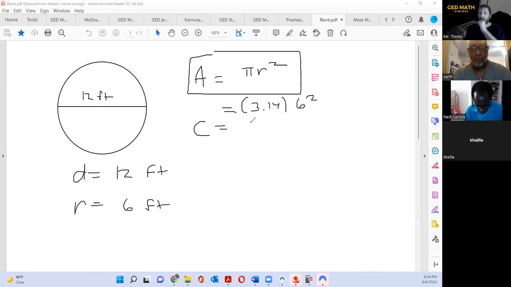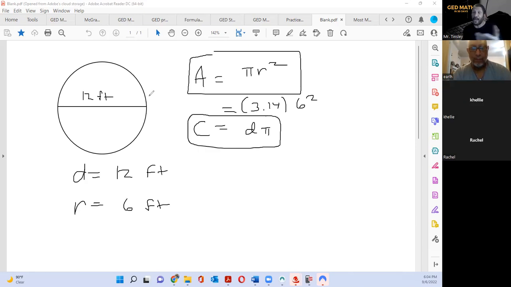And how would we do our circumference? Again, go to your formula sheet, d times pi. Why am I using d times pi? Because they gave us diameter already. There's no reason to use 2 pi r when they already gave us the diameter.